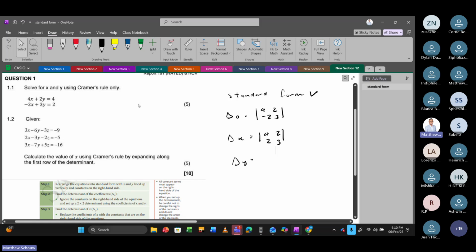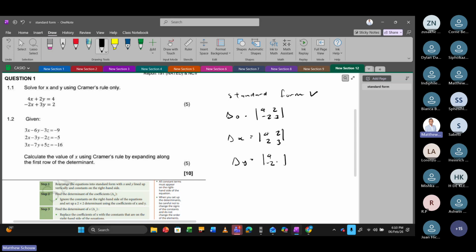For y, we do exactly the same. We replace whatever y is with the constants, right? So it's going to be 4, -2, and 4 and 2, right? And here we must find the determinant of this one. And remember, at the end of the day, x is equal to determinant x divided by determinant 0. y is going to be determinant y divided by determinant 0. So can we get these determinants quickly, college? It should take you quick. Shouldn't be long.